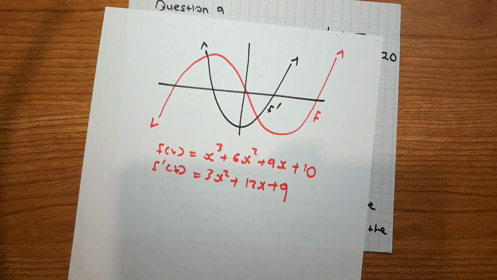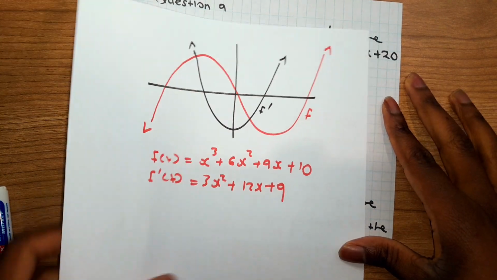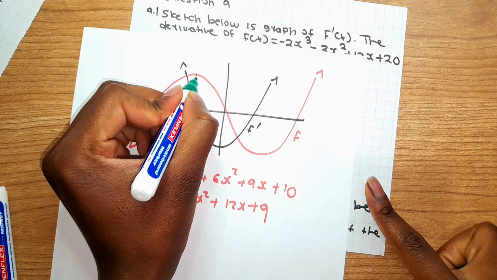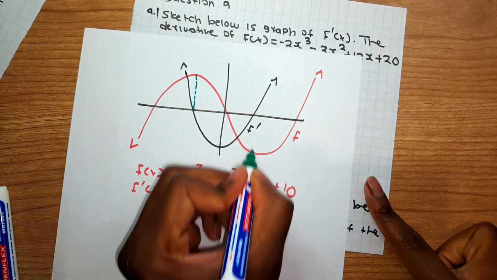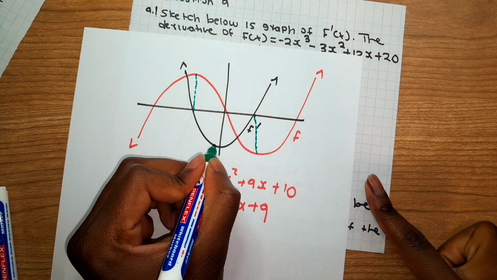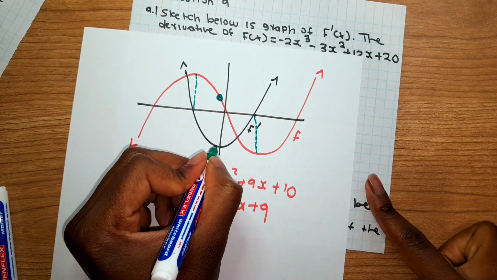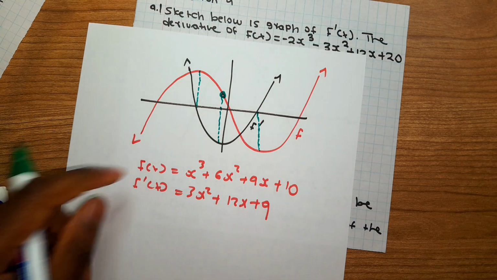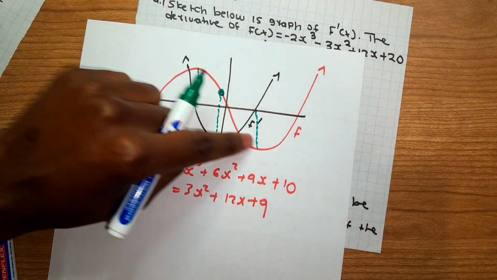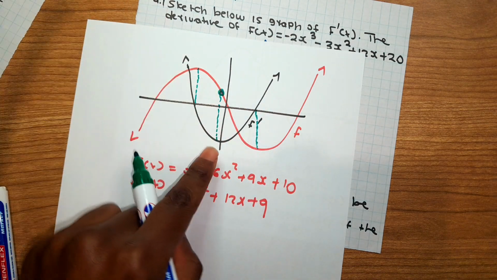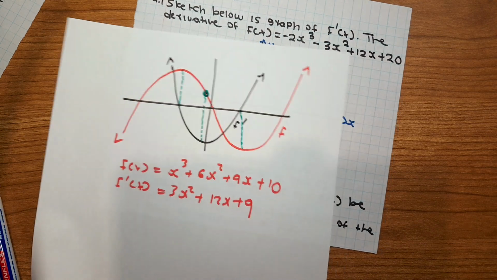So there are some things that you need to know before we answer this question. Now you start to realize that the turning point is the x-intercept, as well as the point of inflection, which is the turning point of the quadratic. So I want you to know this: the turning point of the original function is the x-intercept of the quadratic function, and the point of inflection is going to be the turning point of the quadratic one.